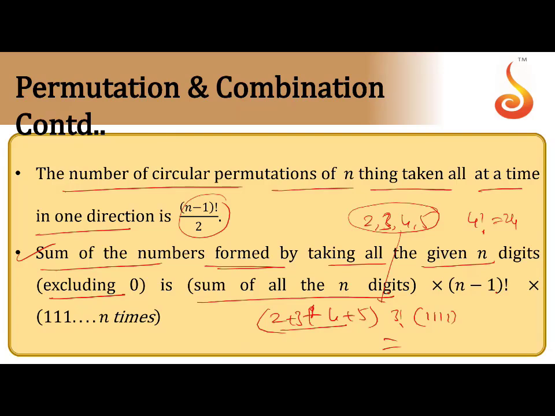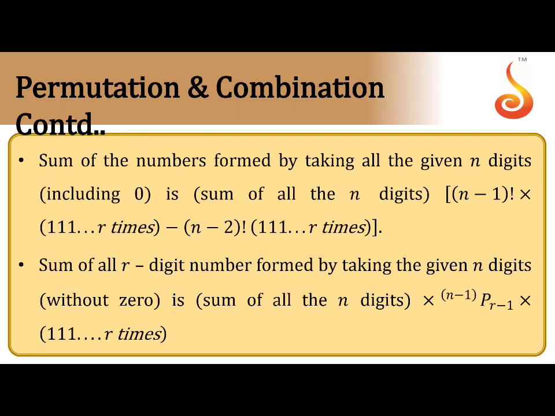I hope you understand. Suppose 0 is there in the given digits, there is another formula. If 0 is included, the sum of all digits, that is common, into (n minus 1)! into 111, r times, minus (n minus 2)! into 111, r times. That is the formula to remember. I hope this is clear. If 0 is included, just remember this formula. Suppose you are given 0, 2, 3, 4, use this formula.